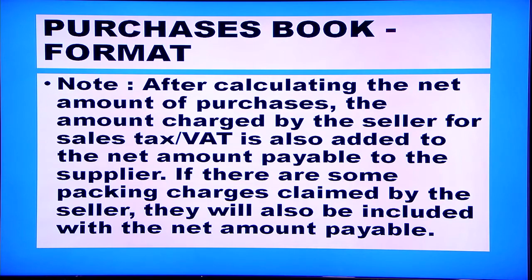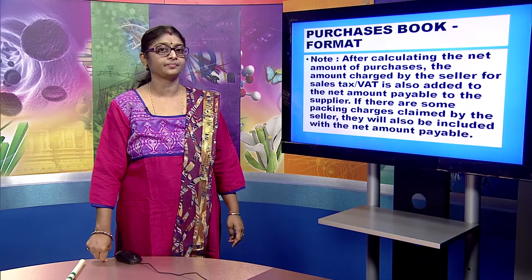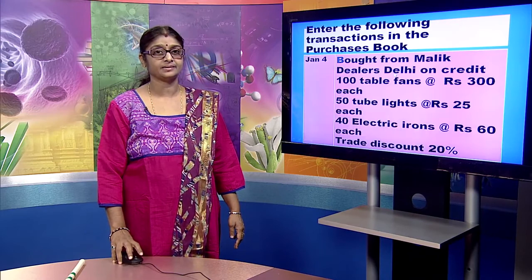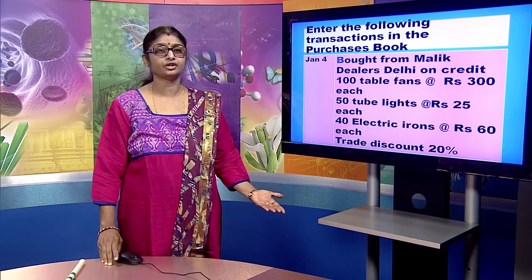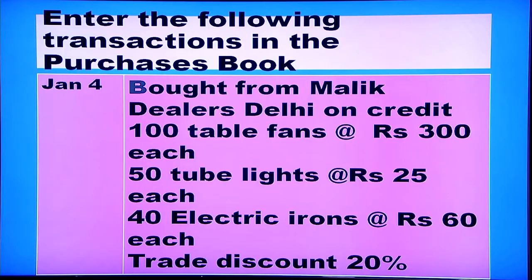After calculating the net amount of purchases, the amount charged by the seller for sales tax is also added to the net amount payable to the supplier. If there are packing charges, it will be added after that. Here is a question for the preparation of the Purchases Book. Bought from Malik dealers of Delhi on credit, 100 table fans at Rs 300 each, 50 tube lights at Rs 25 each, 40 electric irons at Rs 60 each and trade discount of 20.